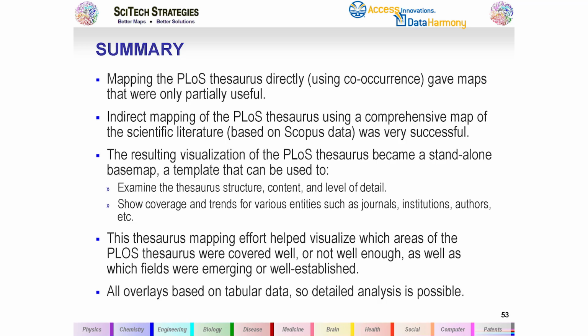Mapping the PLoS Thesaurus directly gave maps that were really only partially useful. The indirect mapping, the triangulation based on Scopus data, at least for me, produced a gorgeous and very usable map of the structure. And that could then be used as its own template. That's a map that PLoS can use going forward. And things, once again, are based on tabular data, so there's underlying numbers for everything.